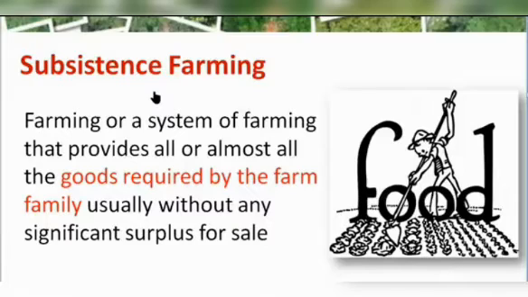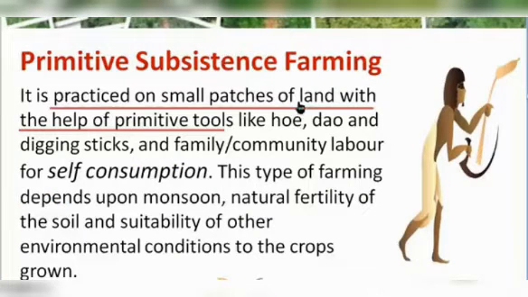Okay, so this type of farming is carried out by small farmers on small patches of land with the help of primitive tools and family or community labor. Primitive subsistence farming depends upon the rainfall and natural fertility of soil, and production is only for self consumption. So that is known as primitive subsistence farming.